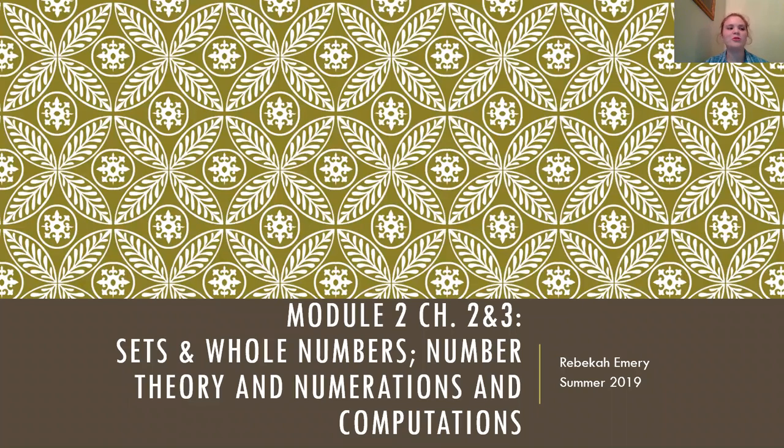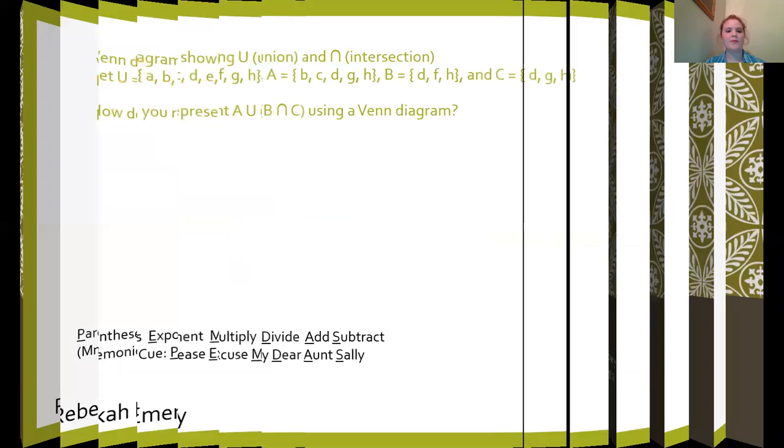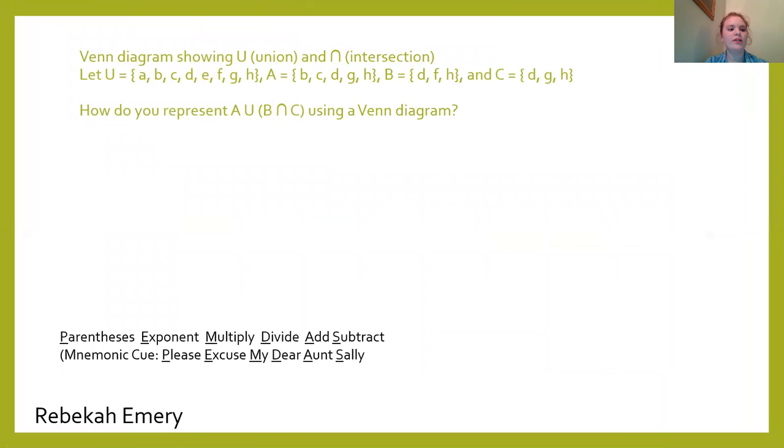Moving on to Module 2. We will begin by looking at Venn diagrams. Our first problem is a Venn diagram showing a union and an intersection in the same problem. To solve this problem, it is important to look at the problem carefully and to remember the order of operations. Our problem is A union (B intersection C).